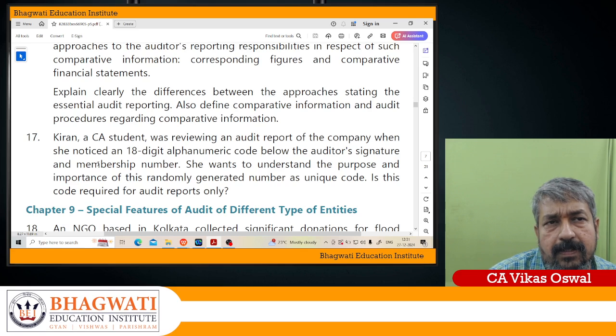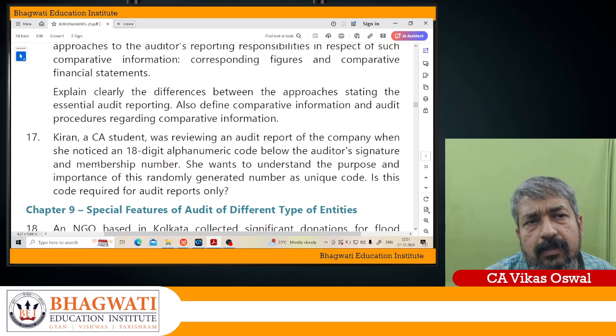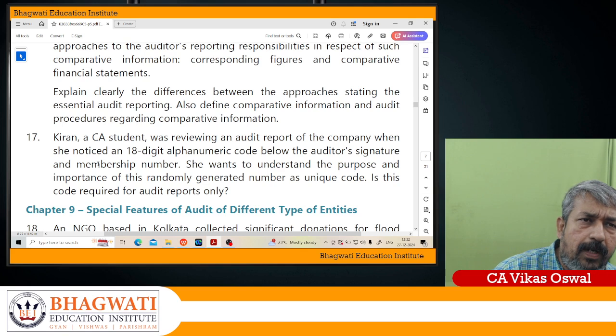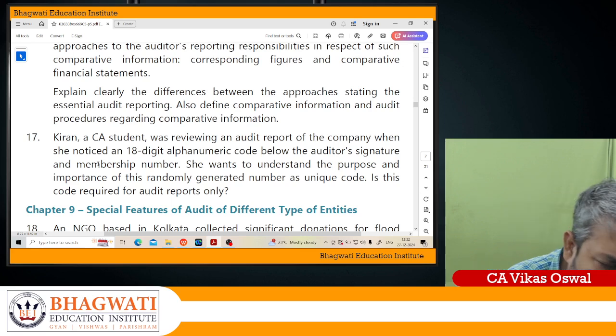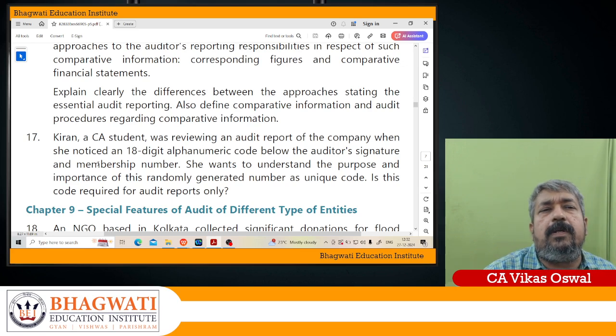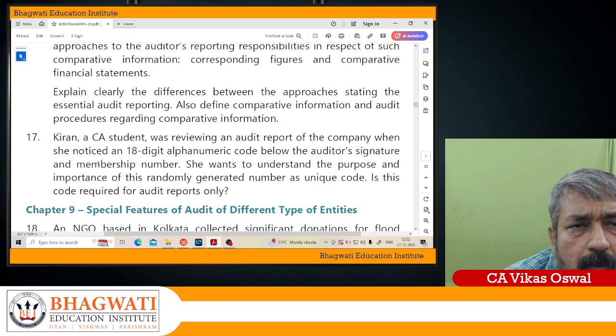Basically, what happens? It is affixed at the end of the audit report. So it is a system generated unique number. UDIN is nothing but unique document identification number. It's a system generated unique number.